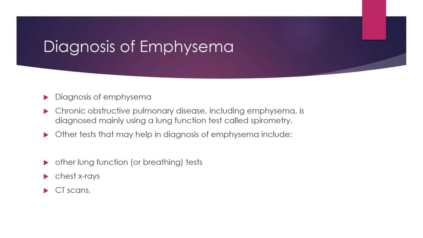Now let's talk a little bit about the diagnosis of emphysema. How is emphysema diagnosed? Chronic obstructive pulmonary diseases, including emphysema, are mainly diagnosed by using a lung function test called spirometry. Other tests that may help in the diagnosis of emphysema include chest x-rays and CT scans.